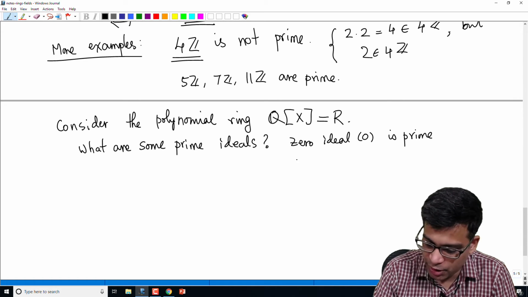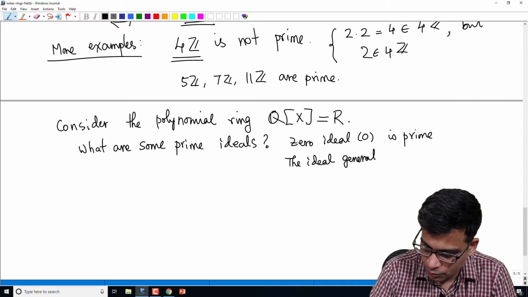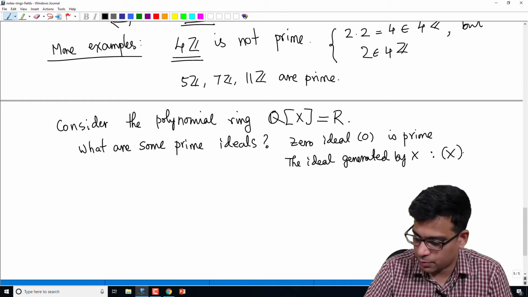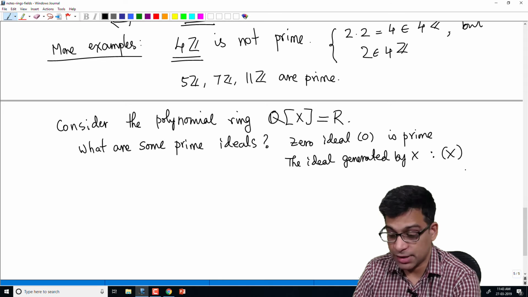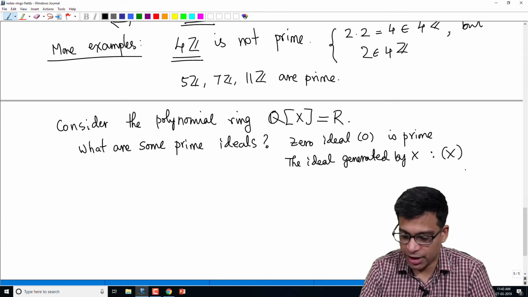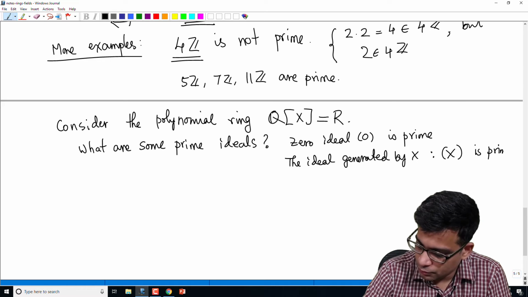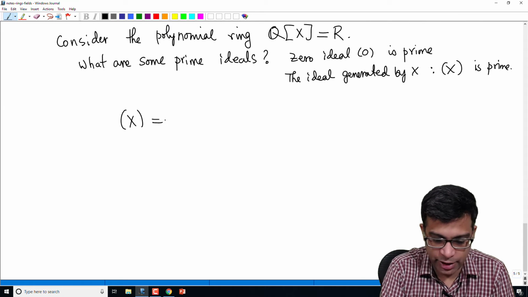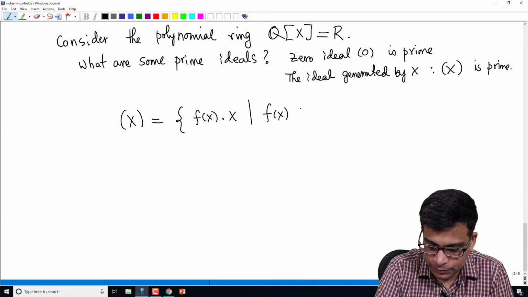What about the ideal generated by x, which we denote by ⟨x⟩? Remember, our notation is you put an element in brackets, that means it's the ideal generated by x. This is also prime. Okay, so let me prove this. First, let's recall what is ⟨x⟩, the ideal generated by x. This is all polynomials which are multiples of x.